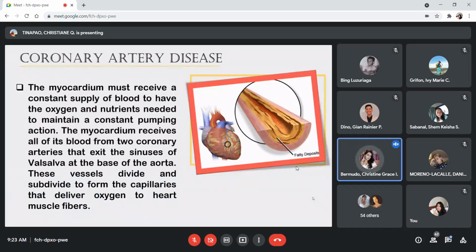The myocardium, a cardiac muscle tissue, requires a steady flow of blood in order to obtain the oxygen and nutrients it requires to keep pumping. The myocardium gets all of its blood from two coronary arteries that emerge at the base of the aorta from the sinuses of Valsalva. The capillaries that carry oxygen to cardiac muscle fibers are formed as these arteries divide and subdivide. Okay, next slide, please.